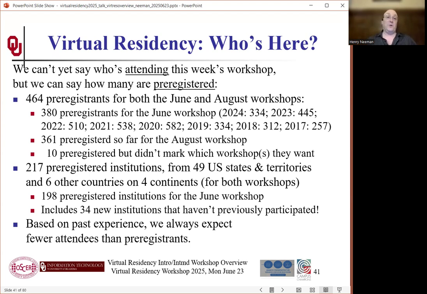We can tell you how many have pre-registered. 464 have pre-registered. By comparison, last year it was 334. Now, we have to take into account that the 464 is for both this week's workshop and the Becoming an Institutional CI Leader workshop in August. So this workshop has 380 pre-registrants, which is about normal, I guess, probably right around the middle of what we'd have had over the last 10 years.